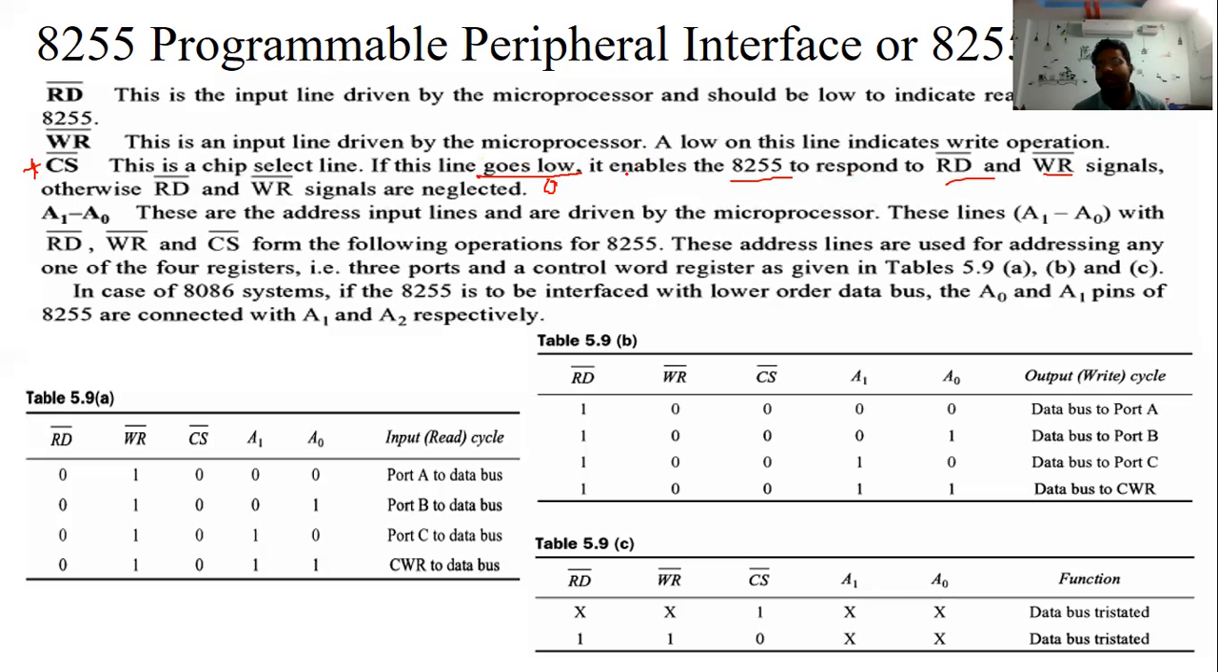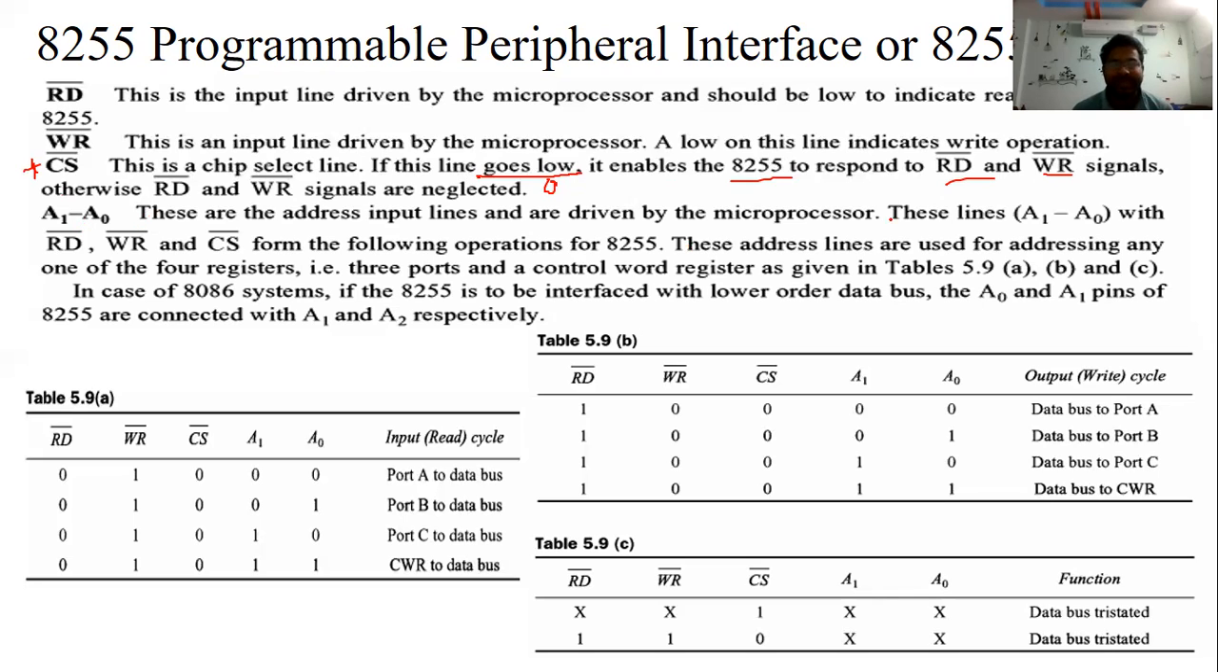Read operation means whatever data is present in the input device comes to the CPU. For the output device, whatever data is present in the CPU is transferred to that output device. This happens when CS bar goes low, meaning 0. Then the A0, A1 signals are the address lines. Remember, A0, A1 are the address lines.